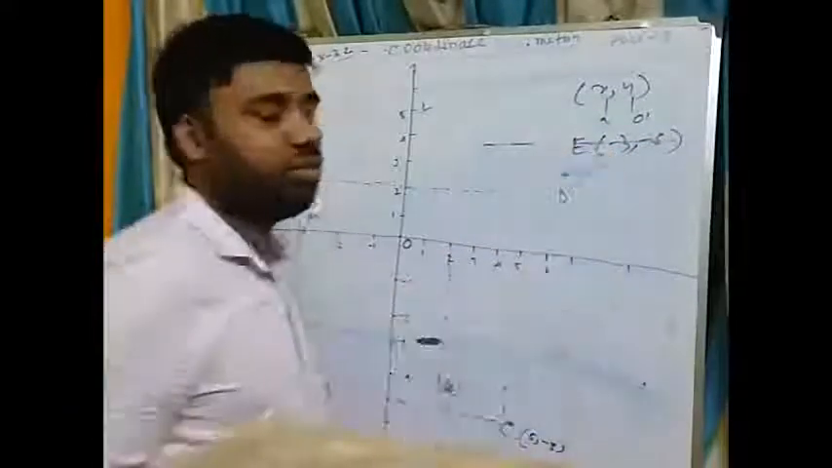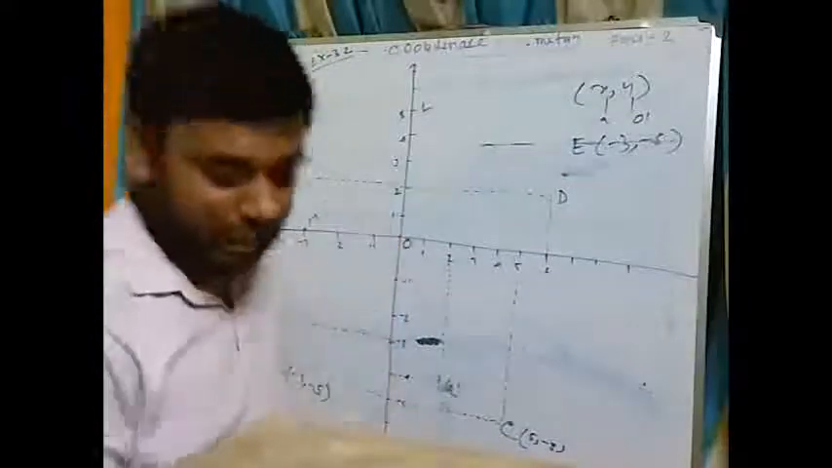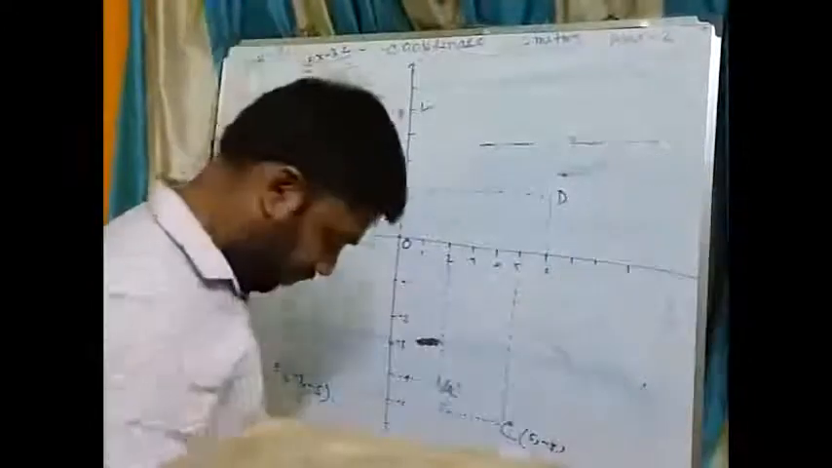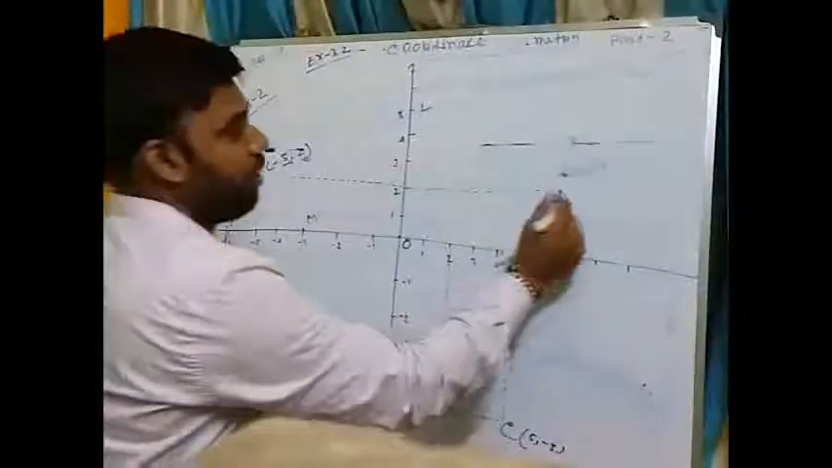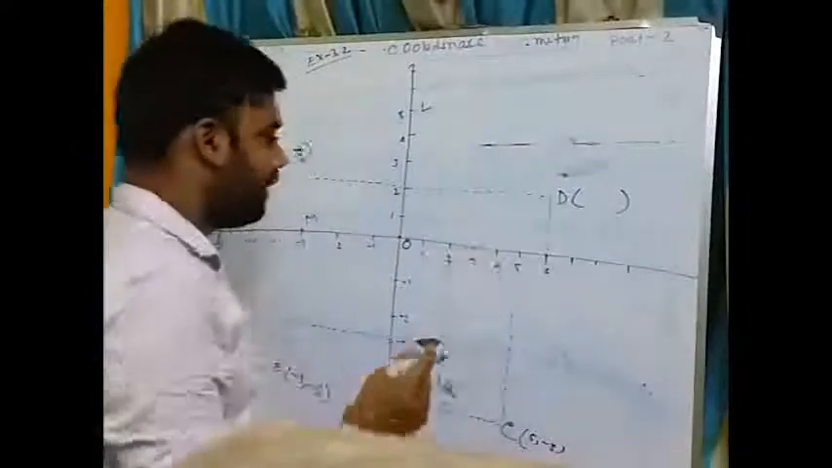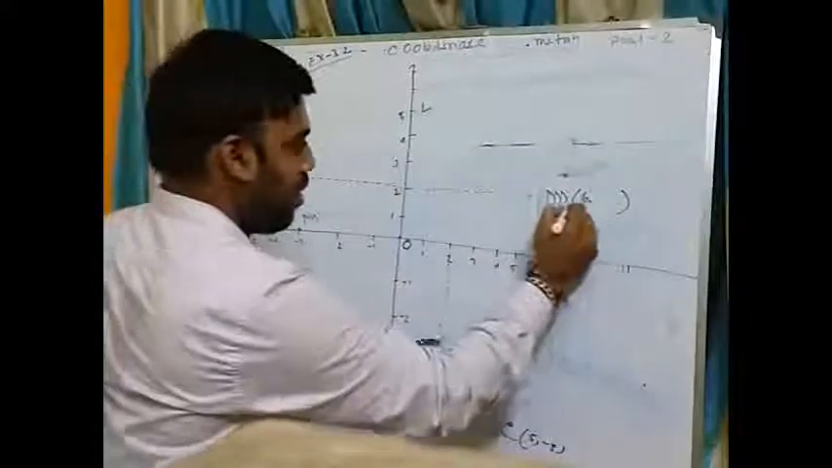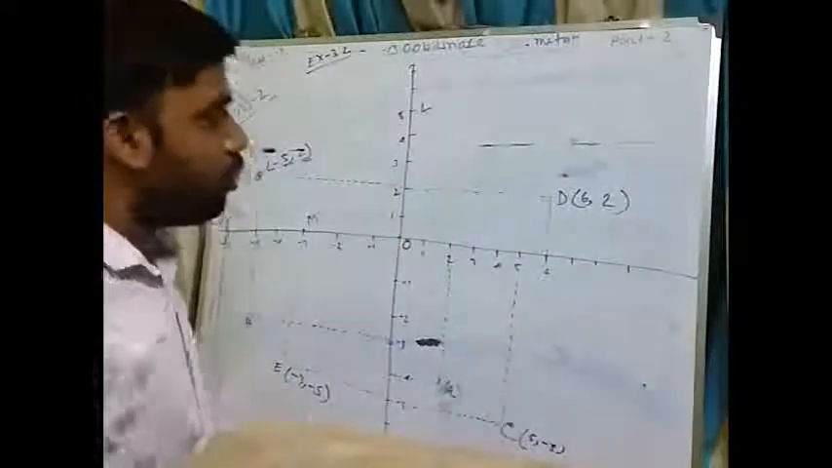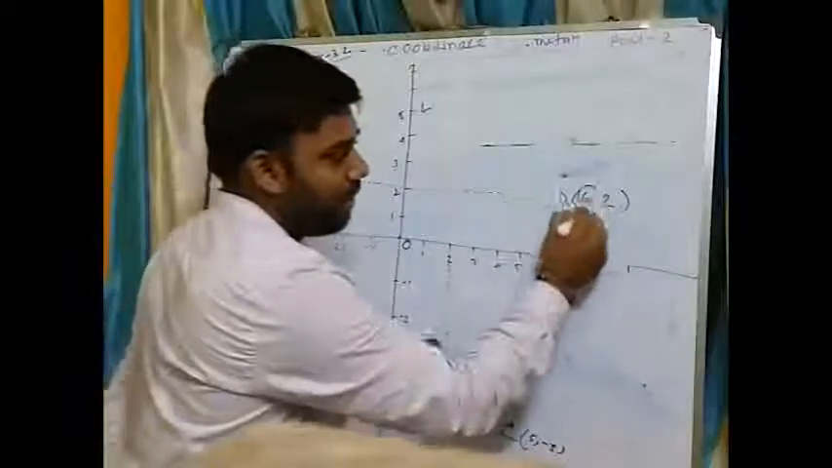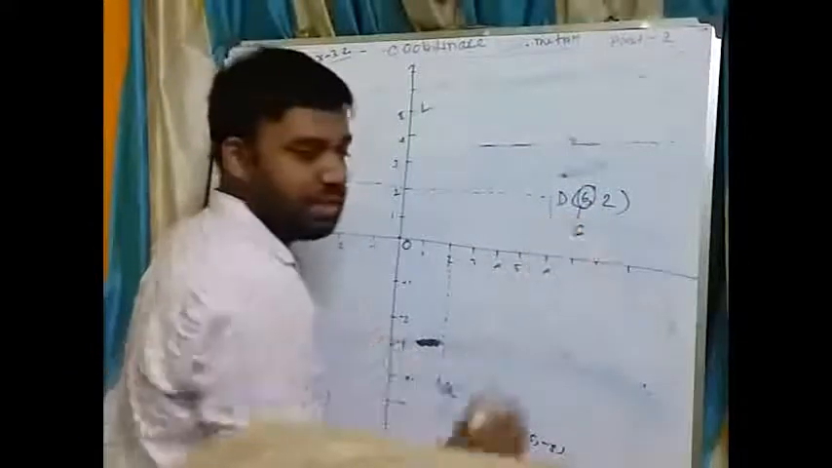What is the abscissa of point E? That is minus 3. Next question, what is the abscissa of D? Where is point D? That one. First we plot the point, that is 6, 2. So what is the abscissa? Abscissa is this coordinate, that is 6.